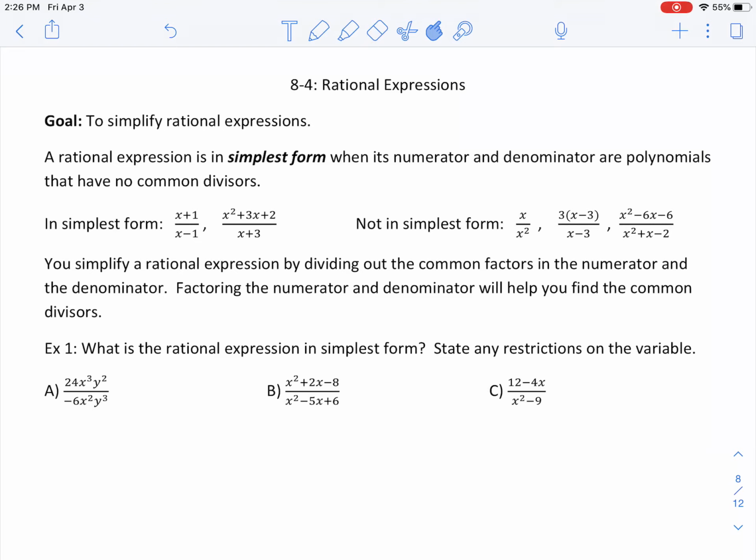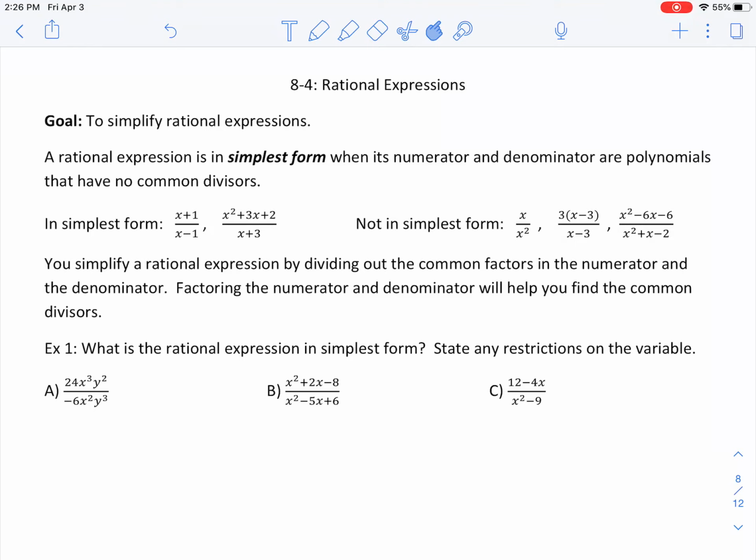Hello everybody, we are going to cover 8.4, which is about rational expressions. Our goal in this section is to simplify rational expressions. What does it mean to be in simplest form? A rational expression is in simplest form when its numerator, which is the top of the fraction, and the denominator, the bottom of the fraction, are polynomials that have no common divisors.